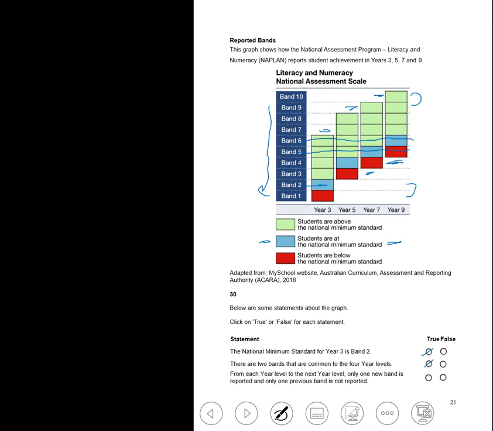But then from year 5 to year 3, there's no band 8 and 7, and there's also no band 1 and 2. So to say that there's only 1 new band every time, it's correct from year 5 to 7 to 9, but between year 3 and 5, that is not the case. There are 2 bands here and 2 bands there. So that one is false.